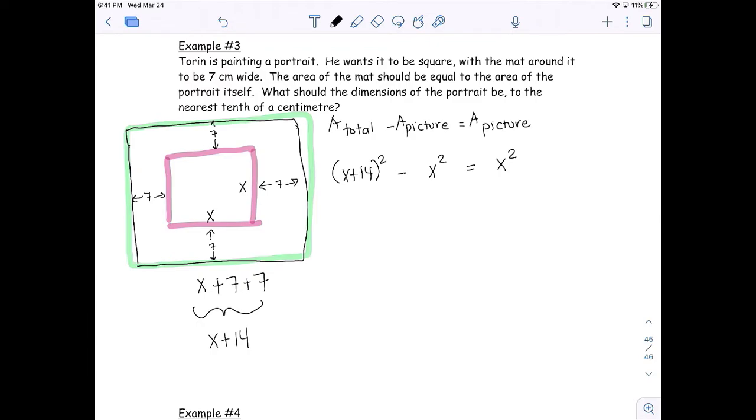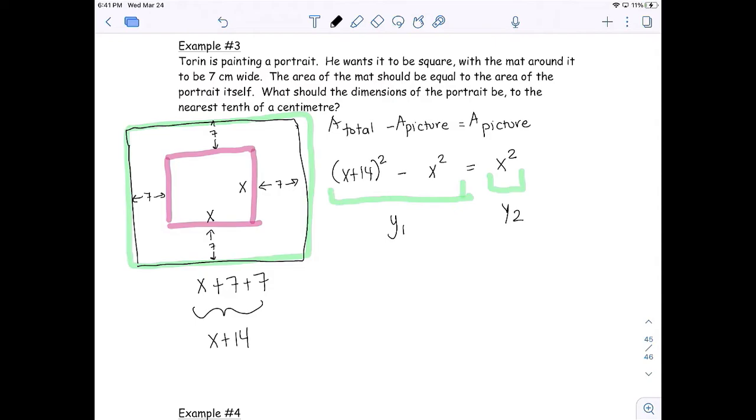So they're saying whole picture minus picture gives you the border, and the border is equal to the area of the picture. So that's what the equation is. What we want to do now is label the left side as y1 in our equation. This is going to go into our calculators. And the right side of the equation is going to be labeled as y2.